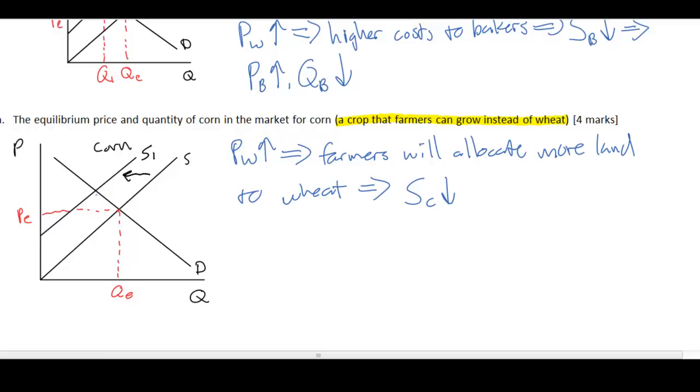So the reduced supply of corn will cause the equilibrium quantity of corn in the market to decrease. Corn has now become more scarce, so the equilibrium price increases. And that's the final outcome of the increase in the price of wheat. The price of corn will go up as it becomes more scarce, and the quantity of corn will go down.